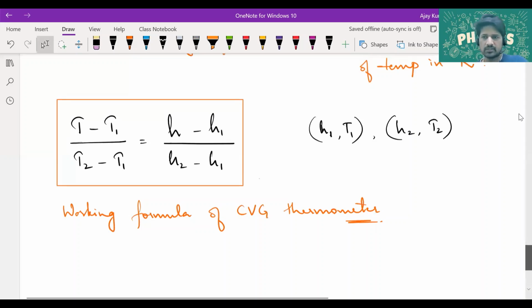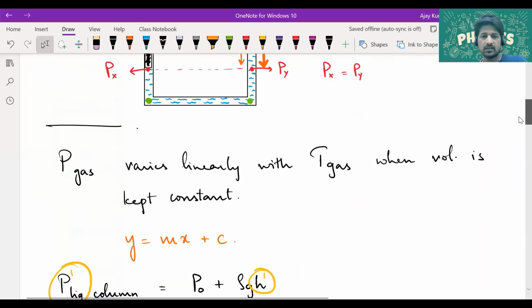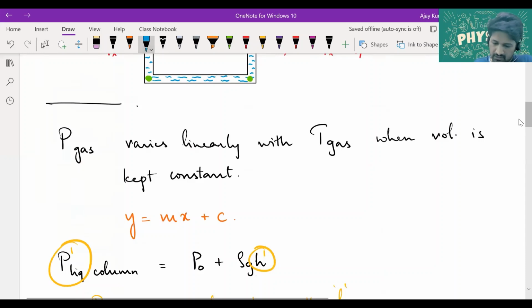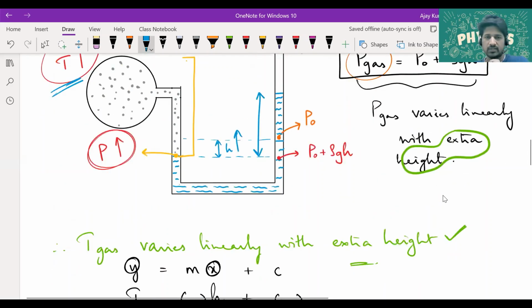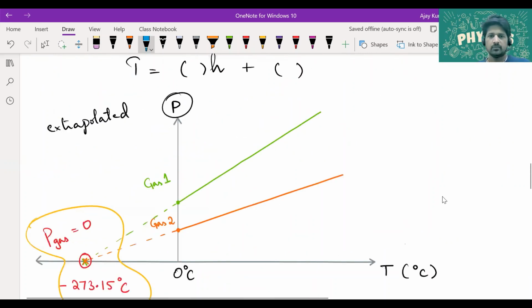So basically, what is the summary of all this? Constant volume gas thermometer works on the principle that at constant volume, pressure of a gas varies linearly with temperature. They knew that experimentally, and they related it to height of the liquid column. So you can find out the temperature of the gas based on the height of the liquid column. And then they plotted graphs of pressure versus temperature for different gases, and they found that when extrapolated, all the graphs meet at the same point on the x-axis.